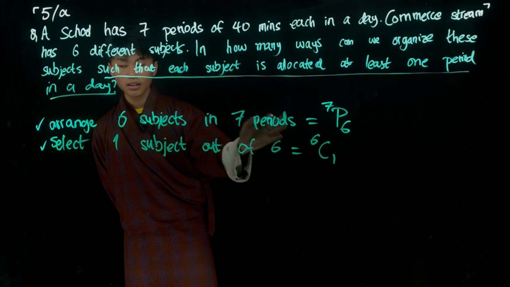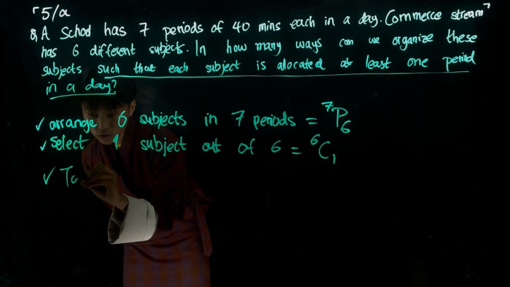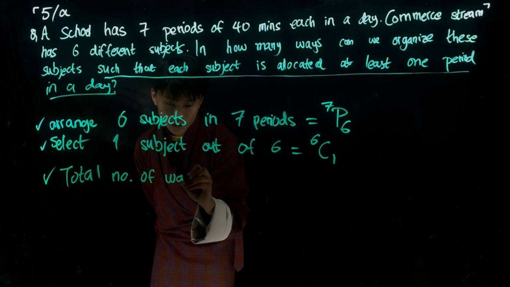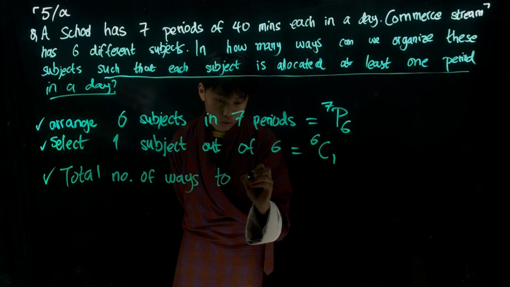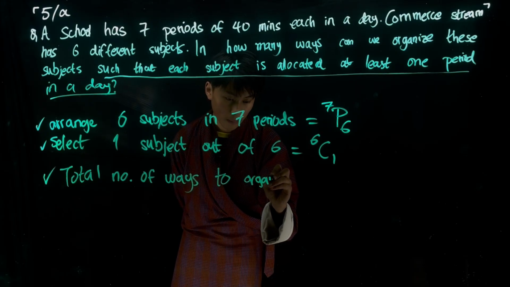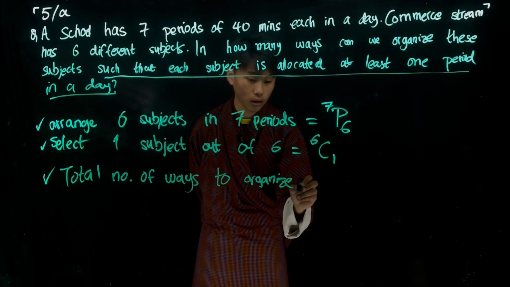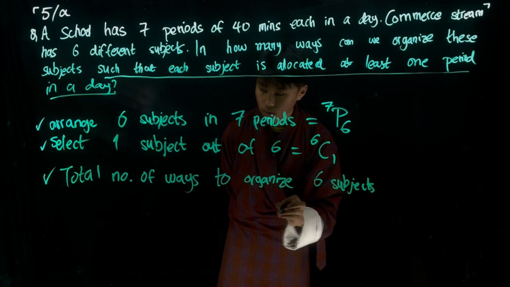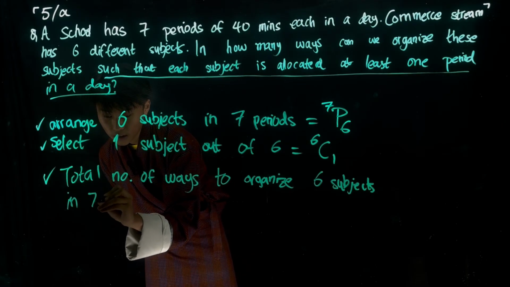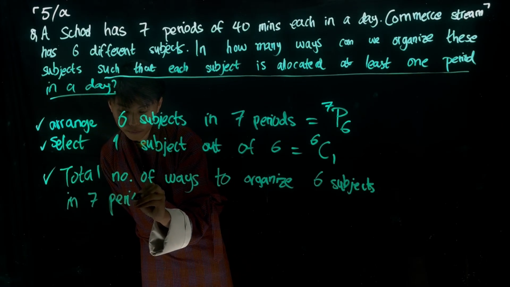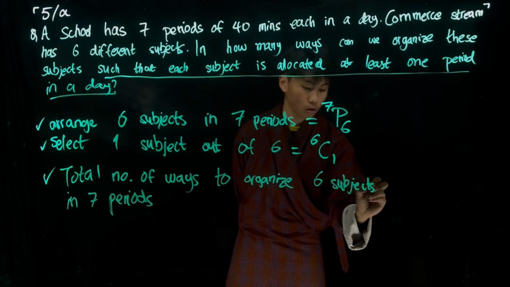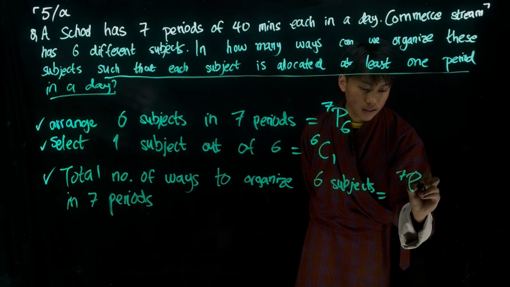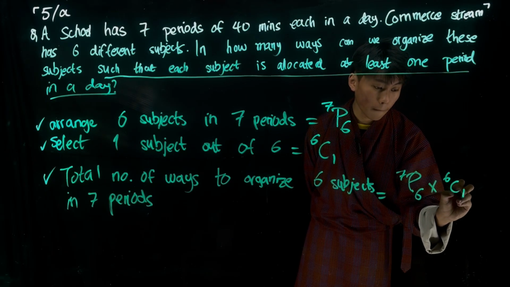So combining these two, we get the total number of ways to organize 6 subjects in 7 periods. So we just have to multiply these two. We will get 7P6 times 6C1.